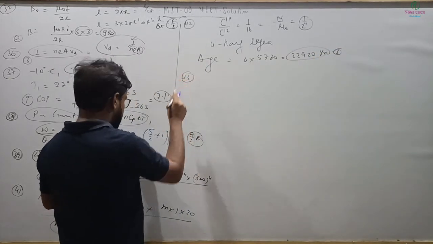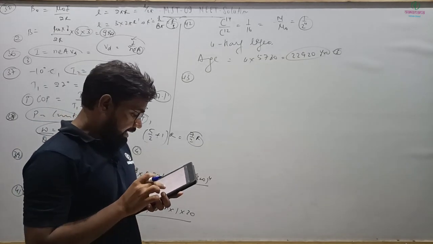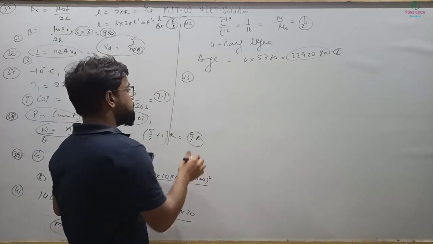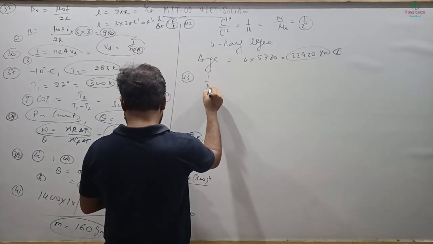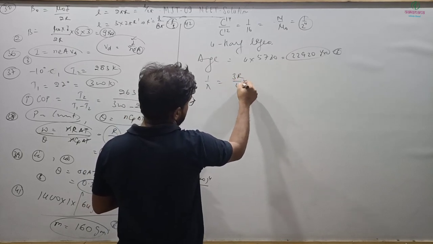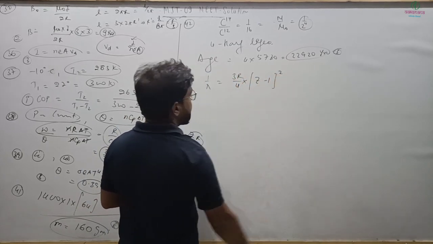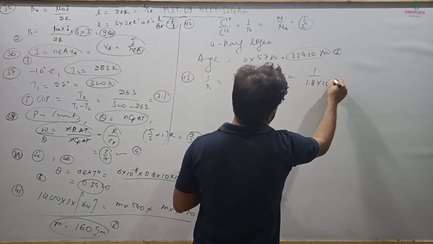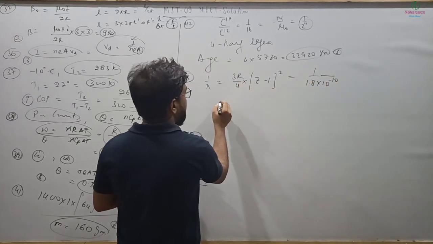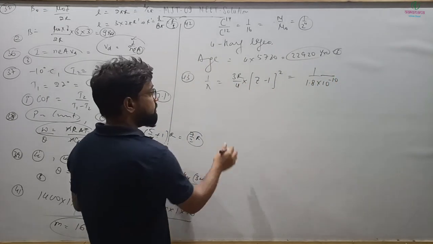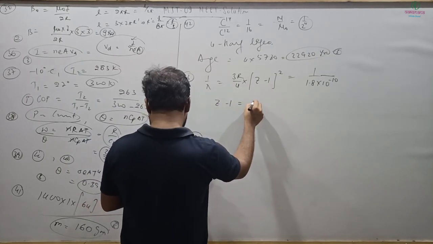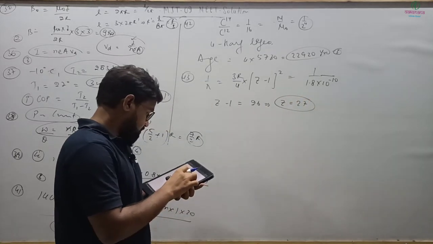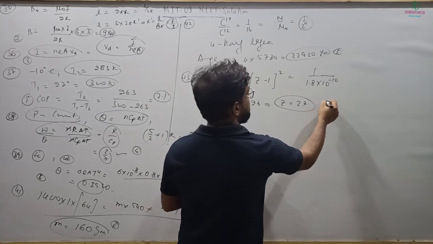Question number 43. The element which has a K alpha X-ray line of wavelength 1.8 angstrom is. So we know that 1 by lambda is equal to 3 R by 4 into Z minus 1 whole square for the K alpha line. This is given as 1.8 into 10 to the power minus 10, and substituting the values and solving for Z, we have Z minus 1 is equal to 26. This implies Z is equal to 27. So the element matches with option number 1.